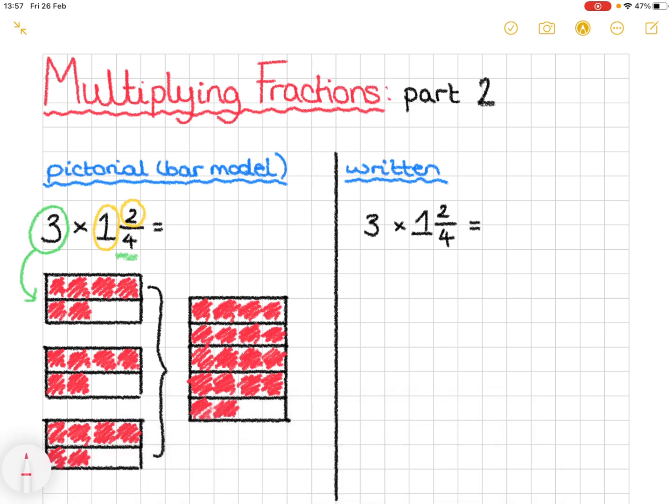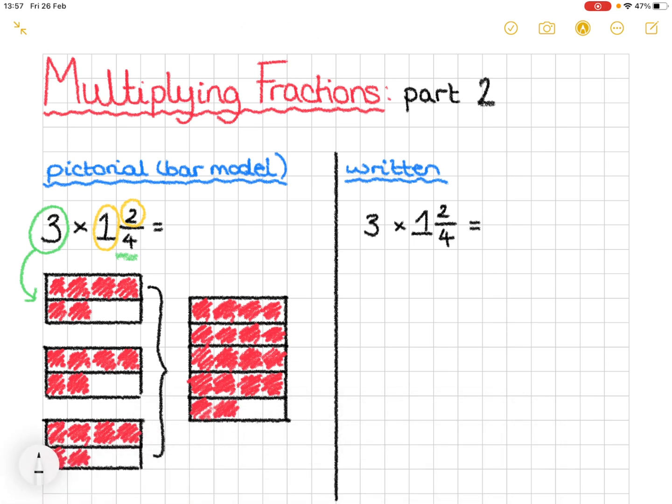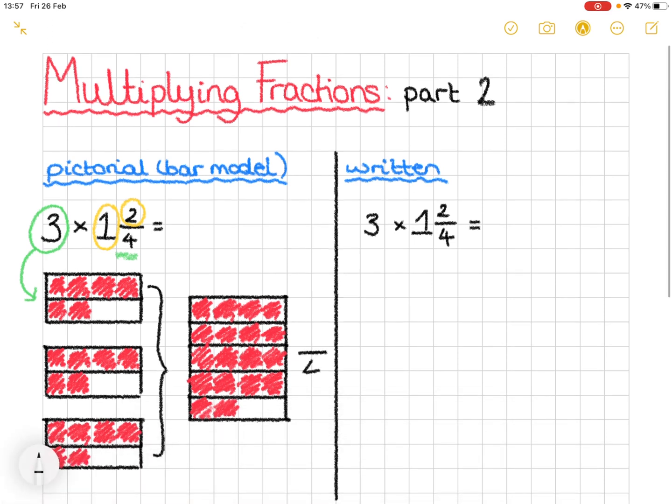Okay, so now what we need to do is we know our denominator is 4. Our denominator does not change, the same rule as before. We are only multiplying the numerators, but this time we are multiplying those whole numbers too. And we're going to count up. So we've got 4, 8, 12, 16, 17, and 18. So that makes 18 over 4, 18/4.